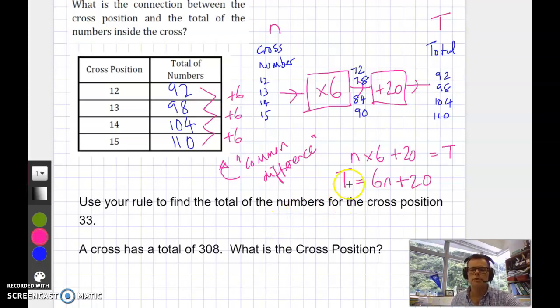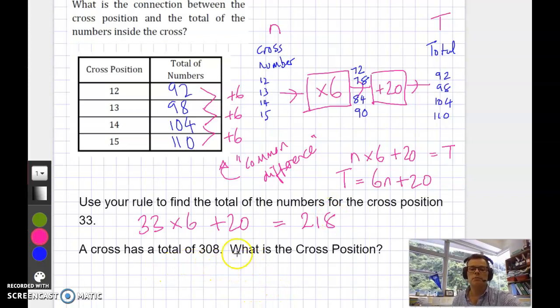So if we've got a cross position of 33, I've called that n. So is the cross position 33? It's something like 33 times 6 plus 20 would give you the sum there. So what is 33 times 6 plus 20? I'm actually being a bit naughty and just quickly using a calculator for that. It would be 218.